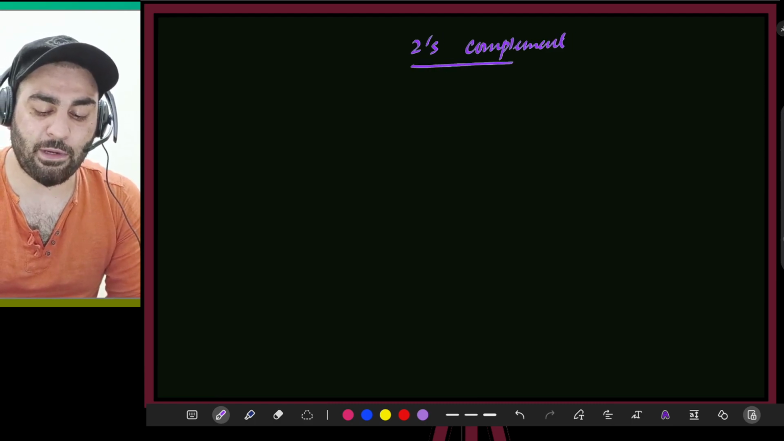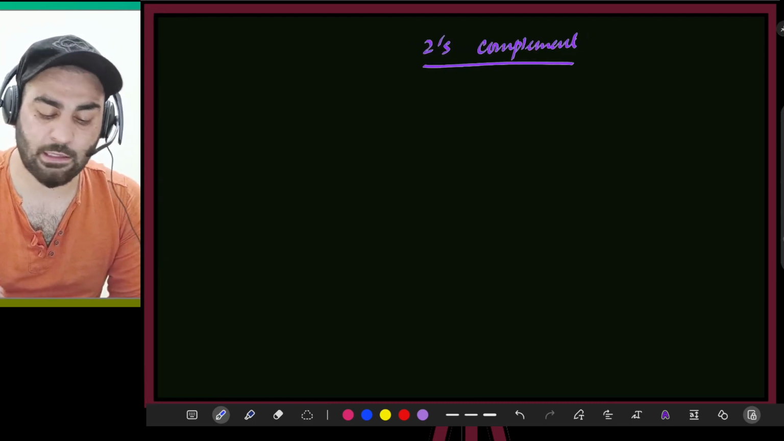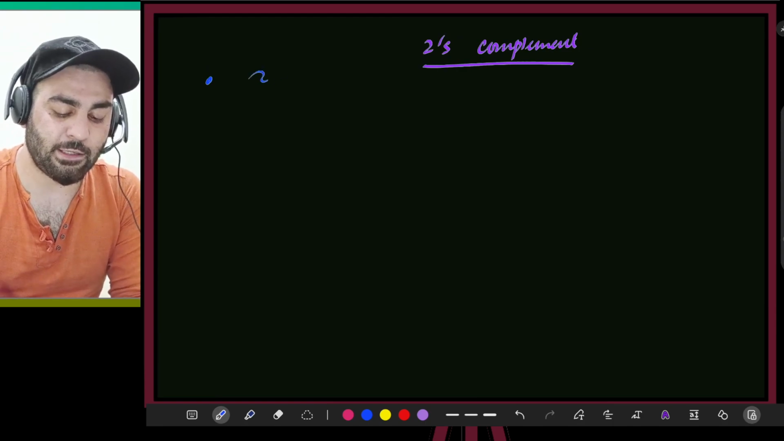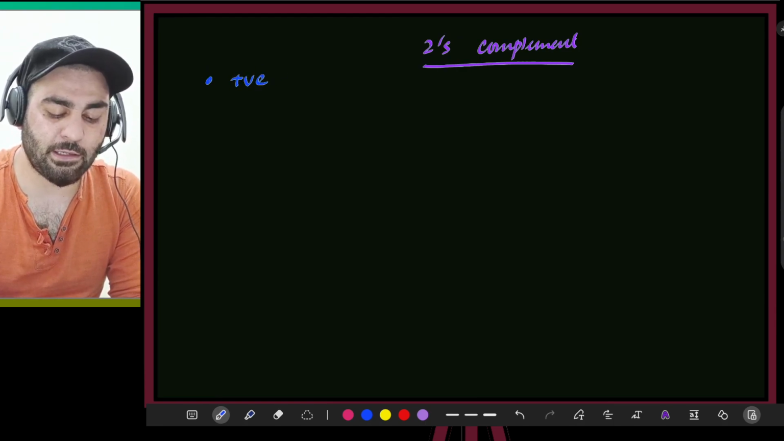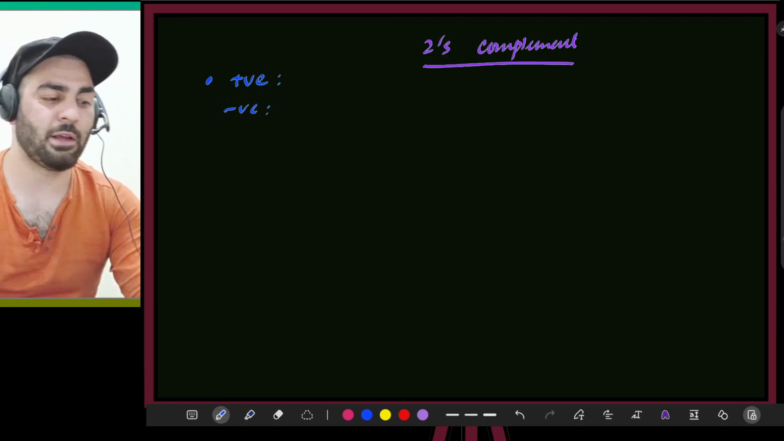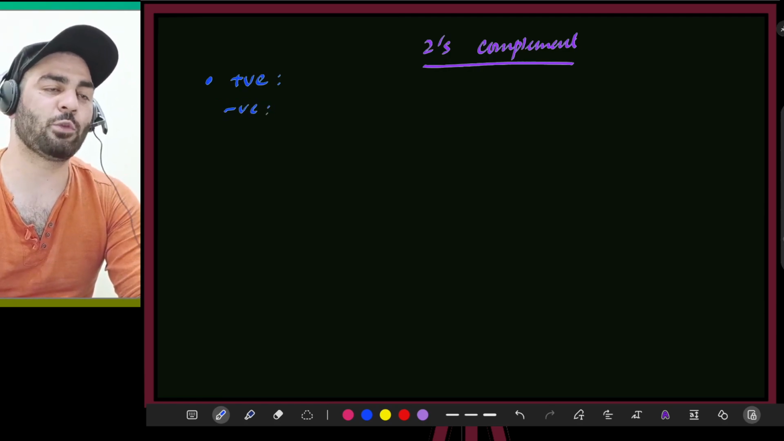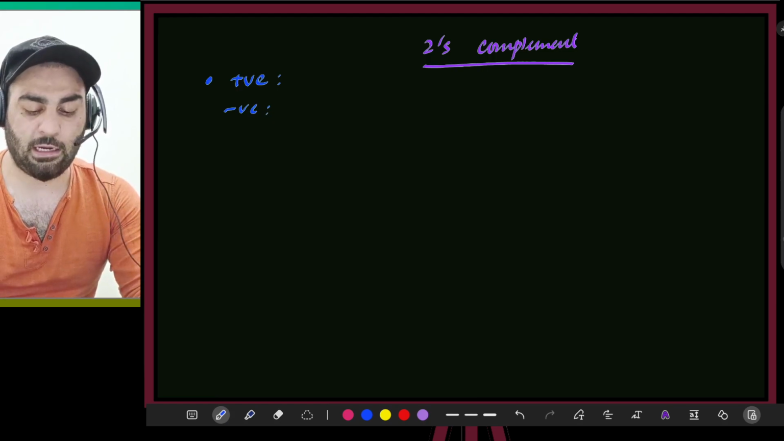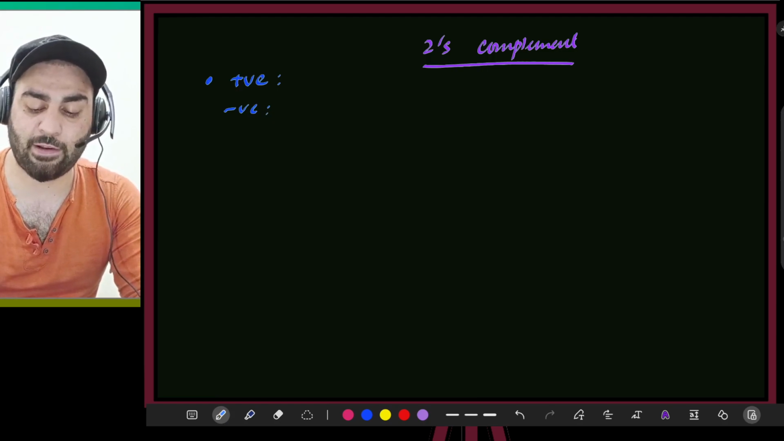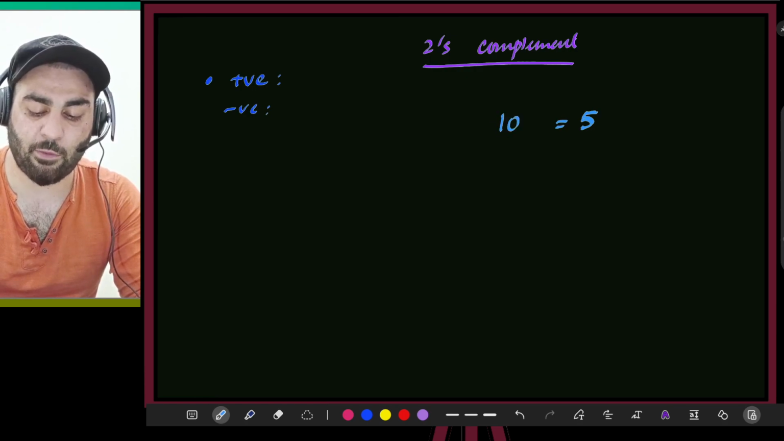So 2's complement. In that, the first thing is positive numbers and negative numbers. How do we represent them? In 2's complement, first we'll see what 2's complement is, then we'll go to this representation. Let's suppose you have the number 5. The number 5 in binary is represented by 101. In 8 bits it is represented like this.